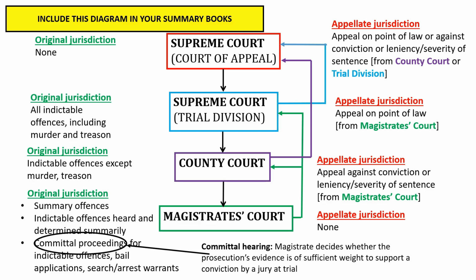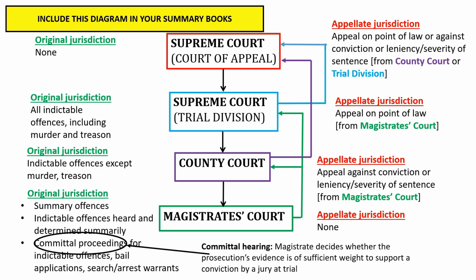The second ground on which a decision of the county court or the trial division can be appealed to the Court of Appeal is where the accused appeals against their conviction in the county court or the trial division. In such a case, the accused has been found guilty and is appealing to the Court of Appeal to have their conviction overturned on the basis that they should not have been found guilty, but should instead have been found not guilty.